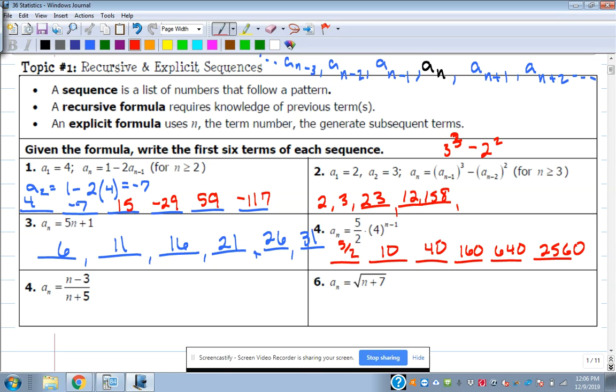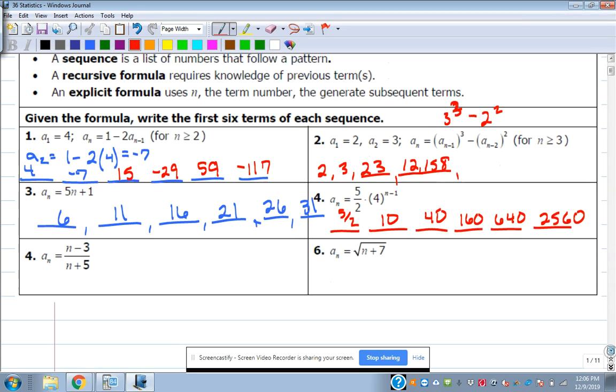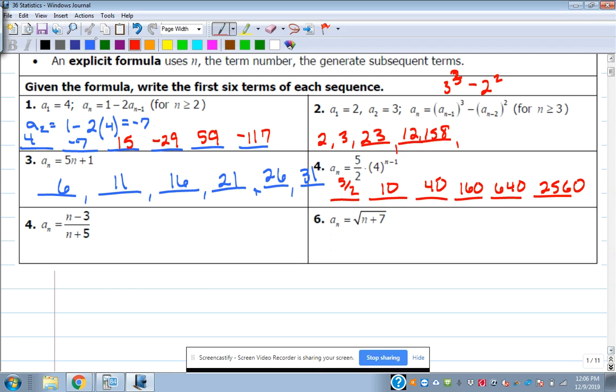So explicit formula is so much better and easier to do. Just plug in the numbers that you need for whatever term out of that. So number 4 is another explicit formula because you don't need any previous term information. And these are going to be fractions probably.